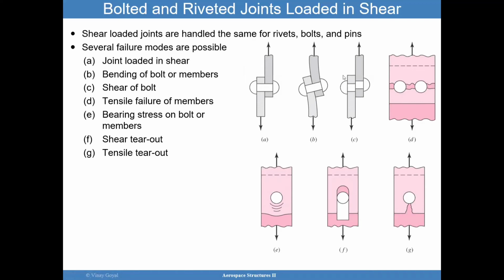We also have a situation for shear bolt. You could have a shearing of that bolt. You can have the members fail in tension. You could also have the situation where the bolt pushes on the hole and causes a crushing type failure mode, and we call this a bearing stress on the member. We also have a situation of shear tear out and tensile tear out. So two additional failure modes that need to be considered.